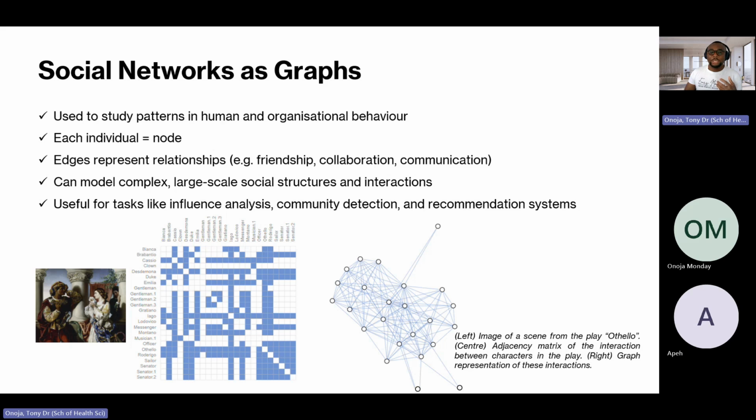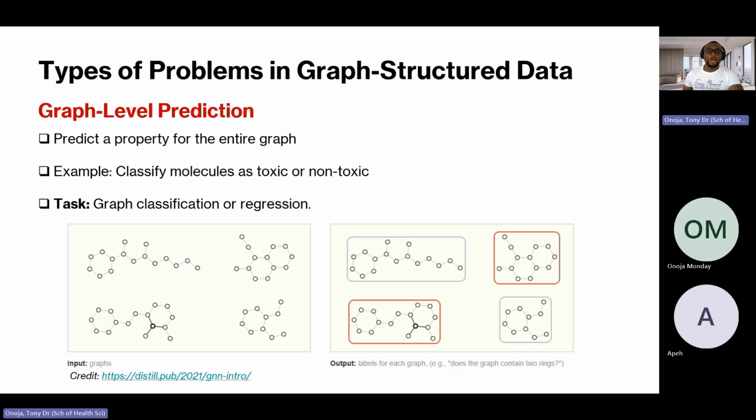Now, this image here is graphically in matrix form or heat map form, like I said, the adjacency matrix, you could represent it as this. And also you could further lift it up and represent it in graph form as this, where the left image is seen from the play Othello, centered on the adjacency matrix. Then we could look at the graph representation of the interactions that are happening between them. Now, there are different types of graphs or graph structures, because if you don't understand the problem, you can't be able to apply it.